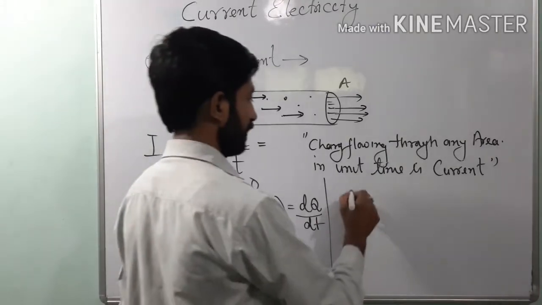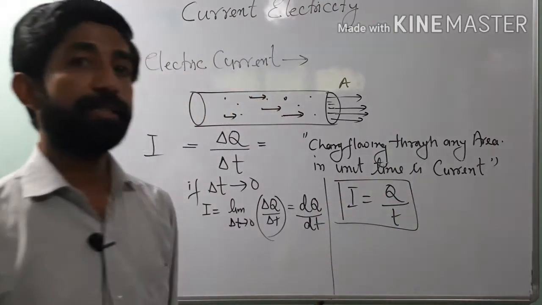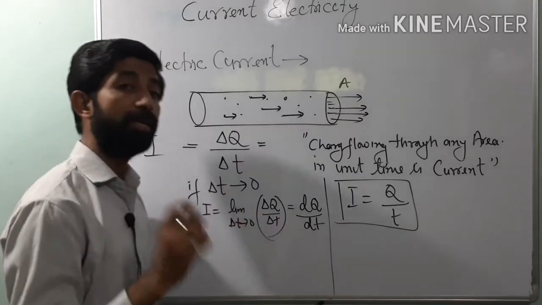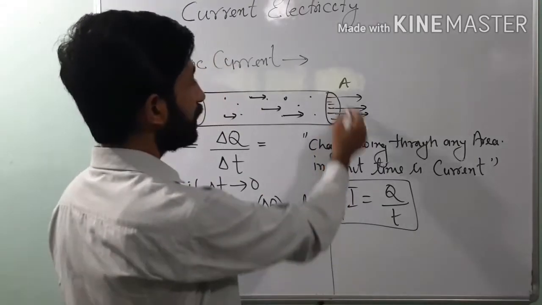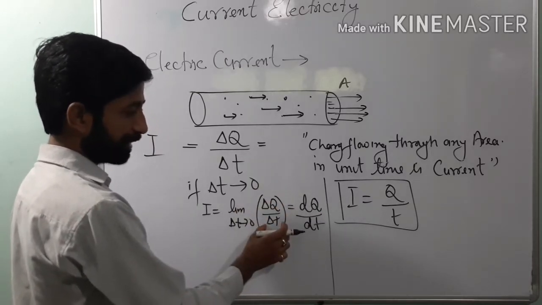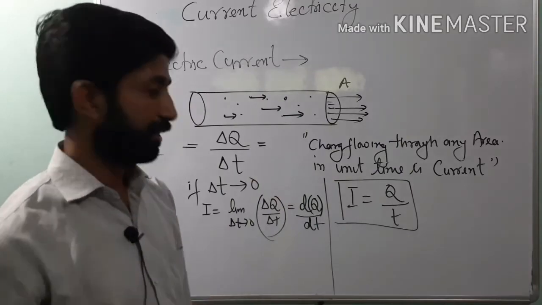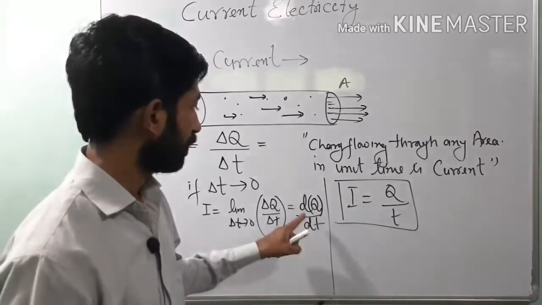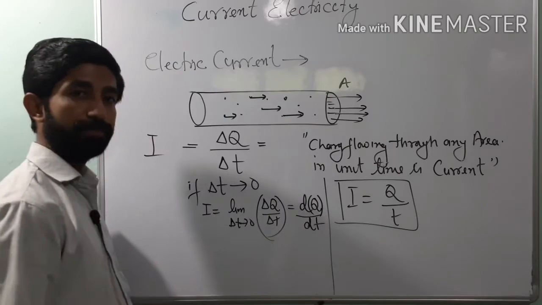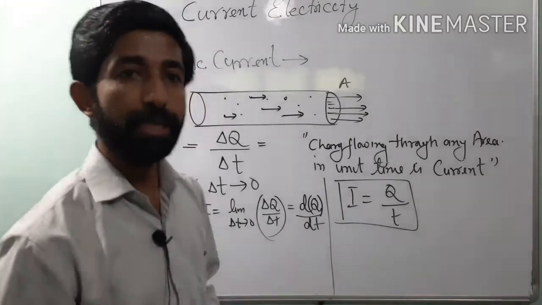So I is equal to Q over t. This is the simplest definition as far as class 10th is concerned. And then we come to this sequence: if the time interval is very small, however large or small the area may be, then we get dq over dt, the first derivative of electric charge with respect to time mathematically. In other words, current is the first time derivative of electric charge, or the charge flowing through any area in unit interval of time.